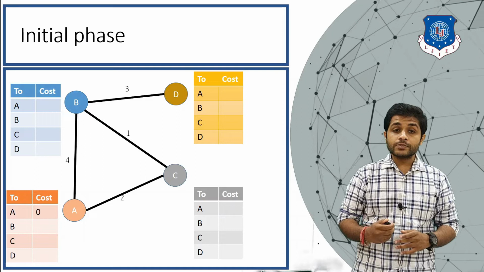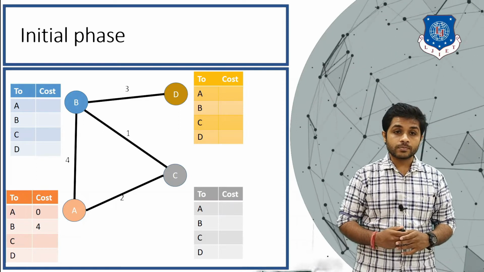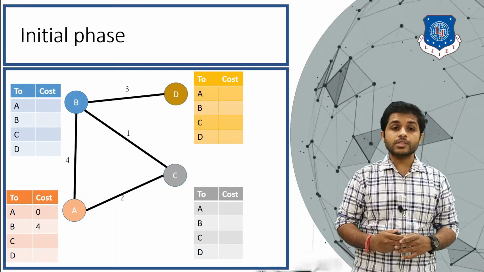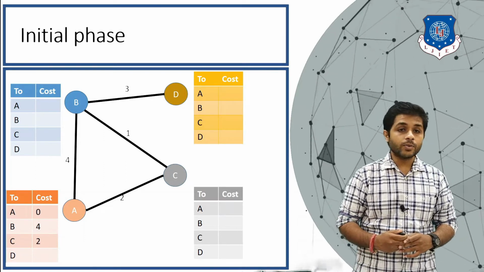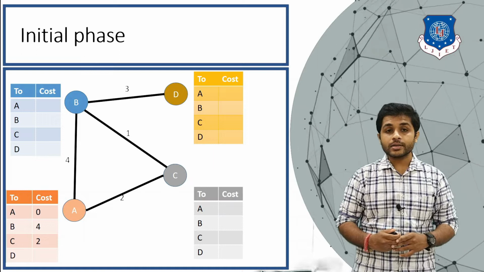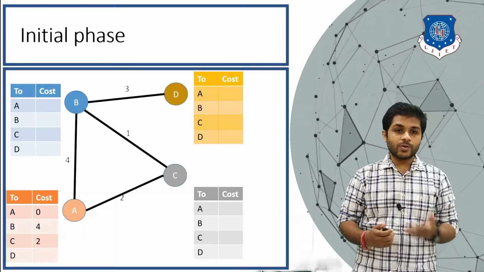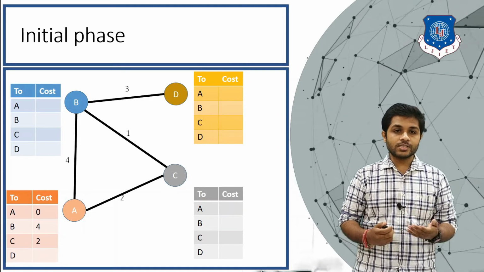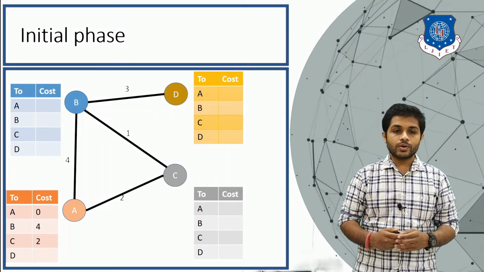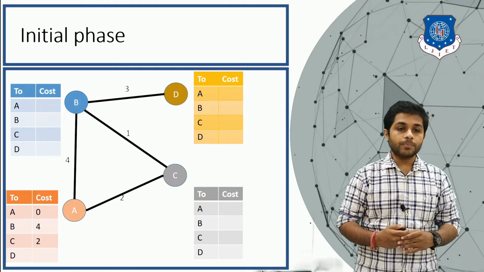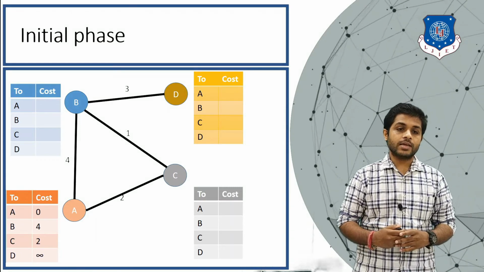Now the distance from A to B is 4 and the distance from A to C is 2. But router D is not connected to router A directly, so router A doesn't know the distance from itself to D. So in that case, it will put infinity in that field.